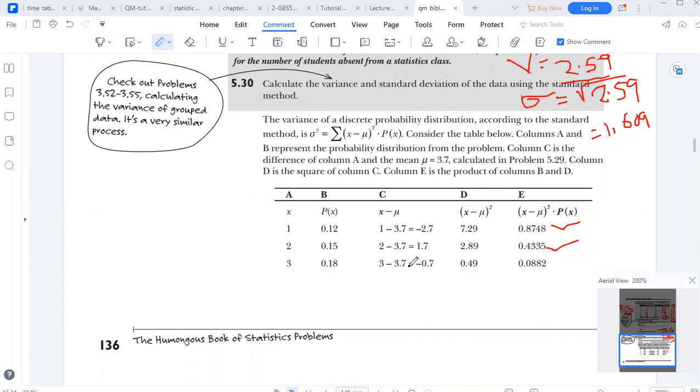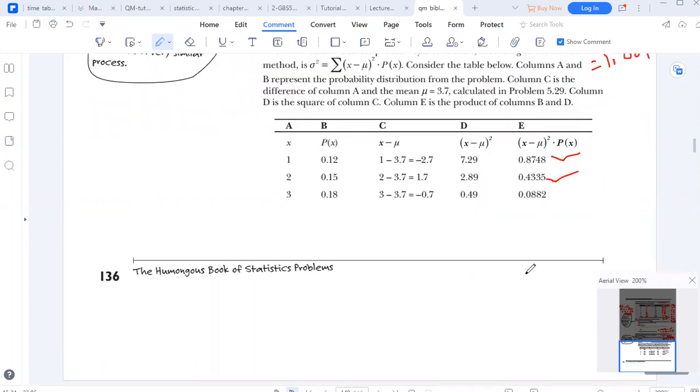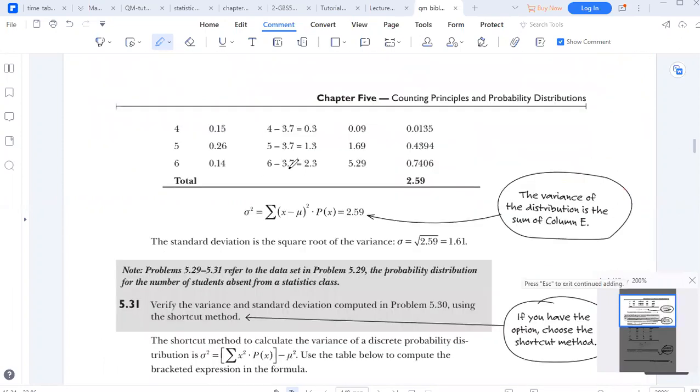And 3 minus 3.7, this figure. Square it, this figure. Times the probability, you get this figure, until you go to the last number. 6 minus 3.7, 2.3 squared, 5.29 times 0.14, we get that. Then directly, it will give you the variance, which is 2.59. So this is the variance. If you square root it, we get the standard deviation, which is 1.61.